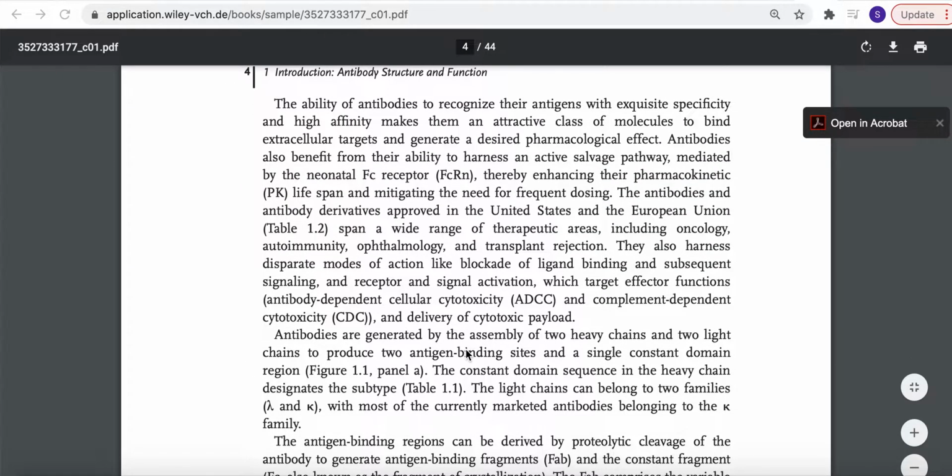The ability of antibodies to recognize their antigens with exquisite specificity and high affinity makes them an attractive class of molecules to bind extracellular targets and generate a desired pharmacological effect. Antibodies also benefit from their ability to harness an active salvage pathway mediated by the neonatal Fc receptor, thereby enhancing their pharmacokinetics, lifespan, and mitigating the need for frequent dosing.